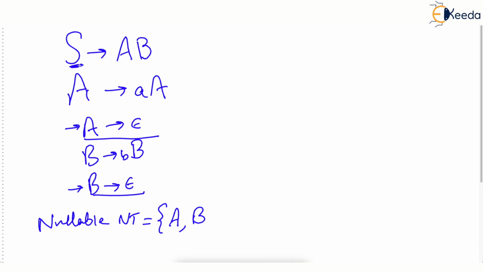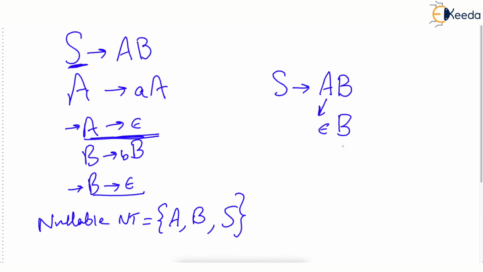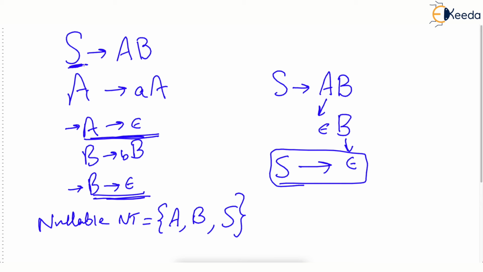Yes, you must have got it. S is nullable. Start symbol is nullable because if you start your derivation with S derives AB, you can easily replace A with epsilon using this production. And in the next step, you can replace B also with epsilon using this production. So S can derive epsilon, not directly but indirectly.